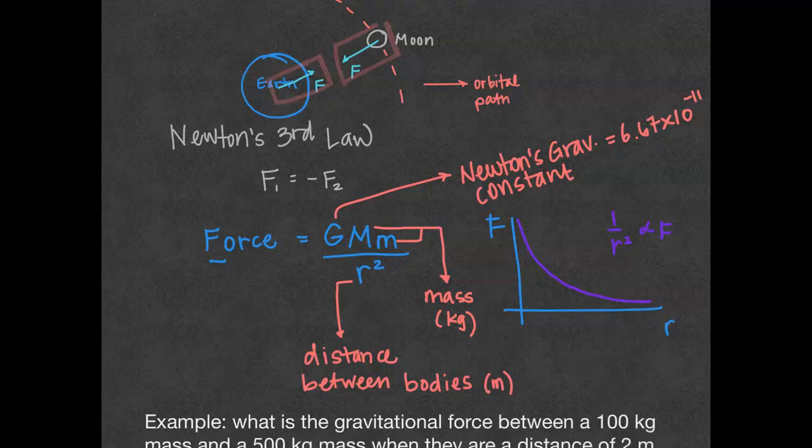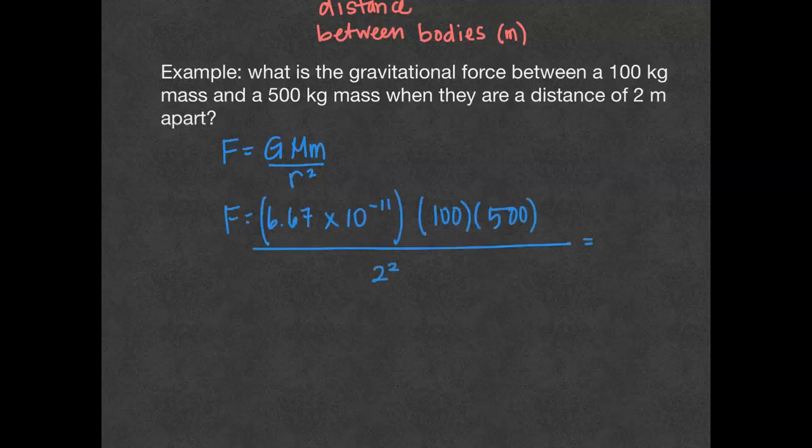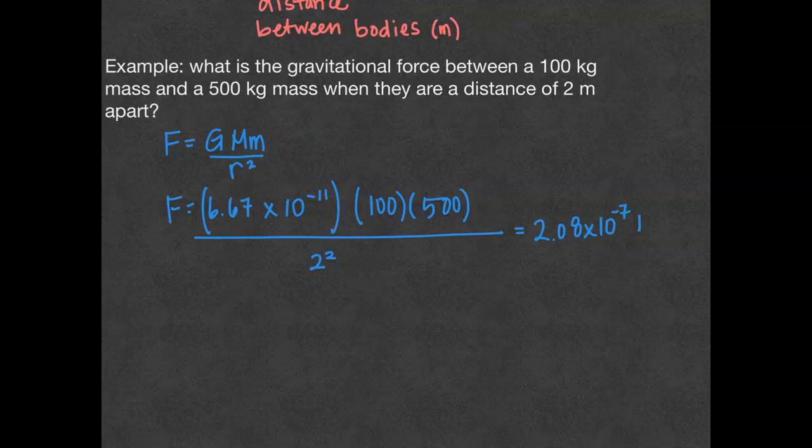Now let's look at an example. What is the gravitational force between a 100 kilogram mass and a 500 kilogram mass when they are a distance of 2 meters apart? So we start with our gravitational force expression, substituting in the values for G, m, and r, we get a force of 2.08 times 10 to the negative 7, and that would be in newtons, as any other force is measured in newtons.